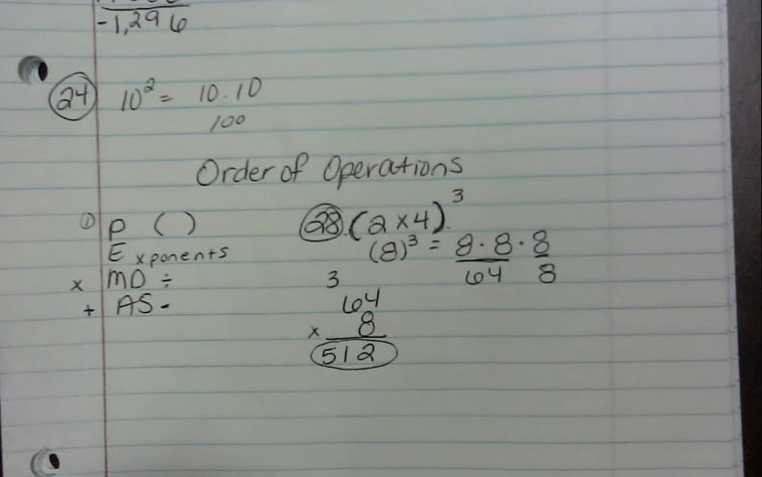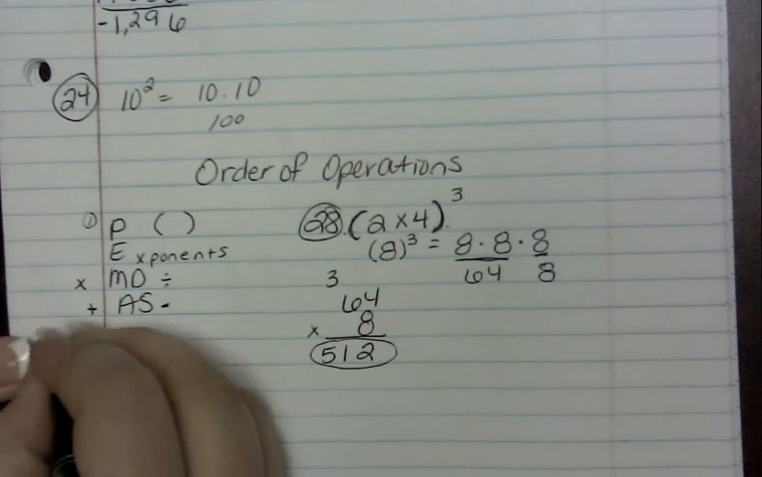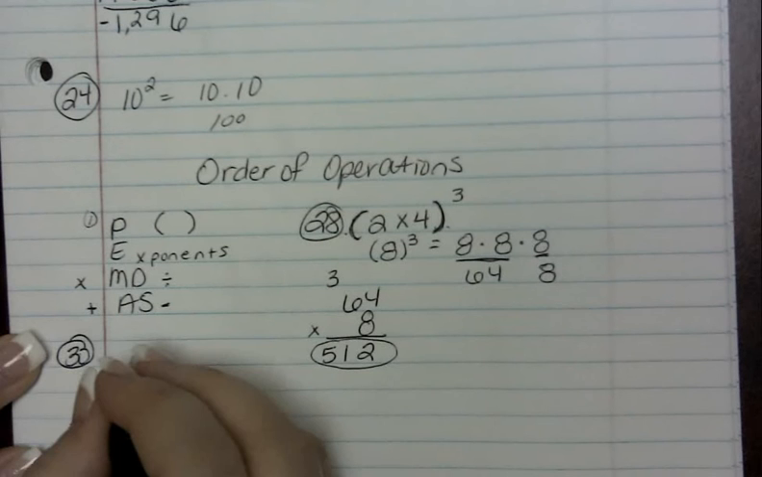So when we look at problem number 30, we have 3 times 4 squared.